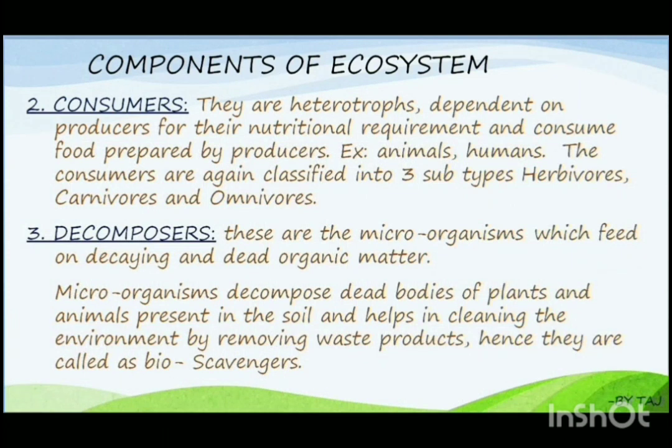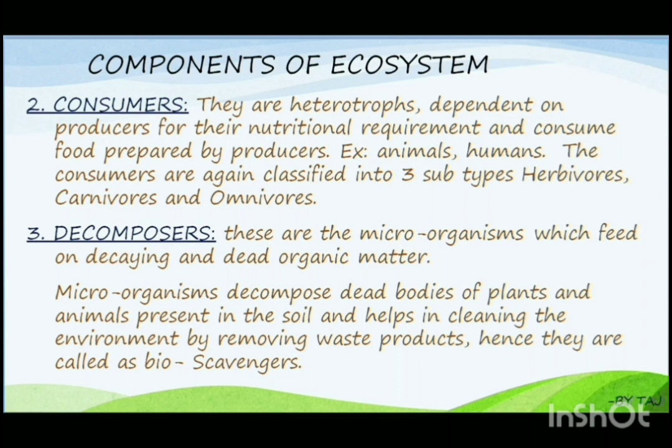Coming to the next concept, another component of an ecosystem, that is the consumer. Consumers are heterotrophs dependent on the producers. These consumers depend on the producers for their nutrition requirement, that is, food prepared by producers. Examples of consumers are animals and humans.